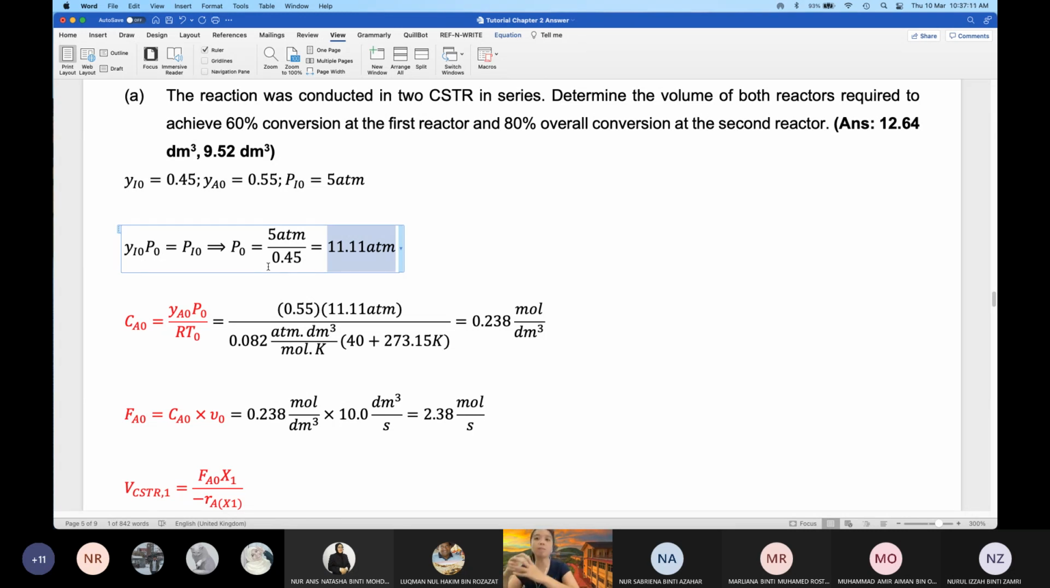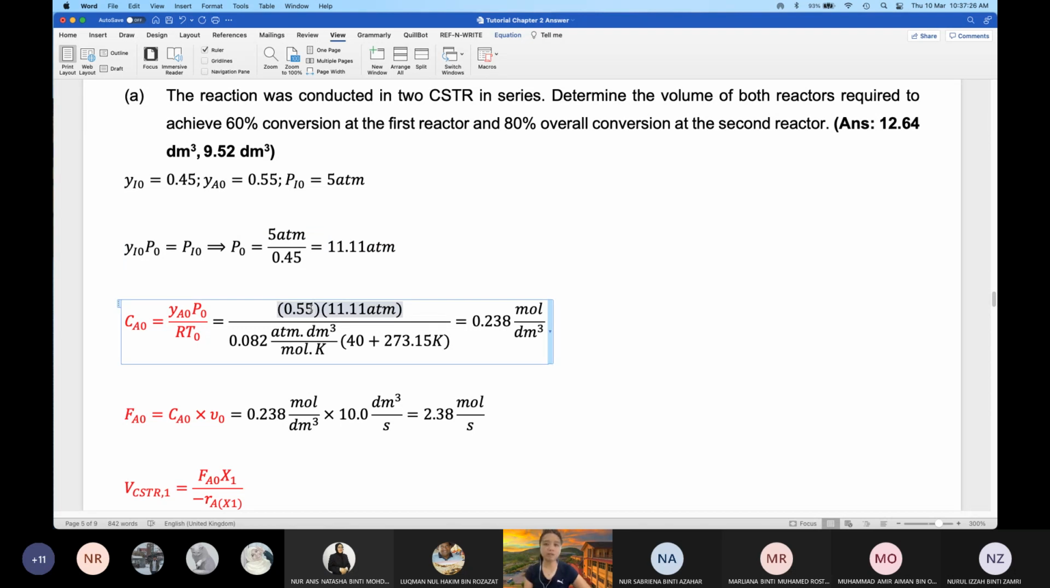This is the total pressure of the system. Means pressure A tambah pressure inert. So kalau nak tahu pressure A, kamu kena darablah dengan 0.55. That's one way. Another way, kalau kamu nak terus tahu directly pressure A pun boleh.